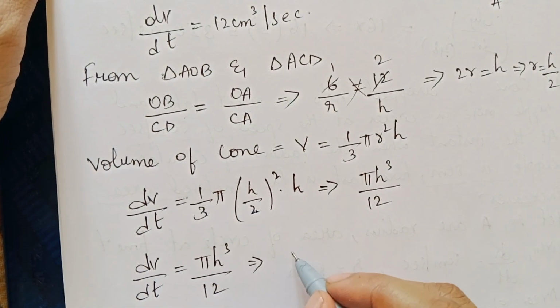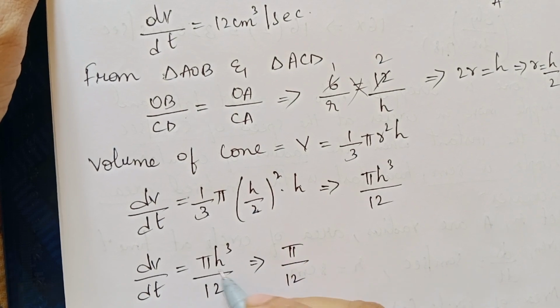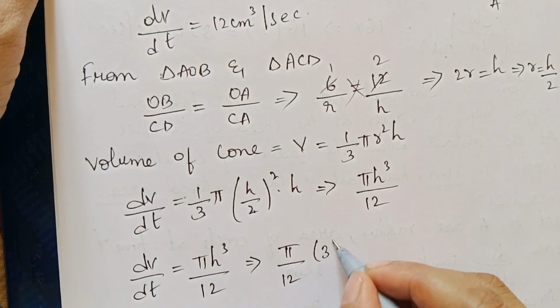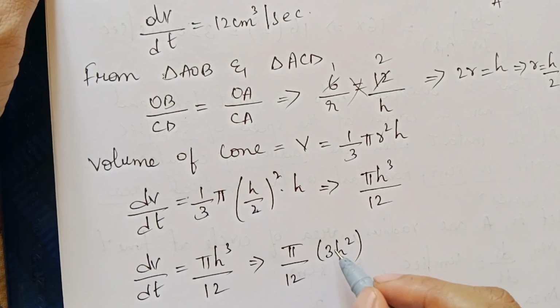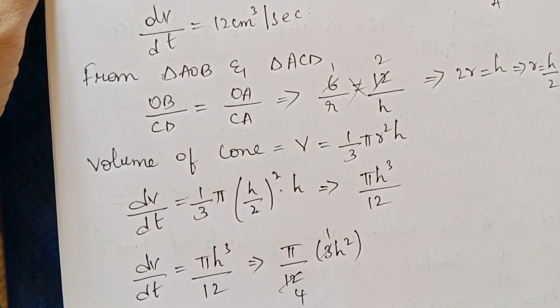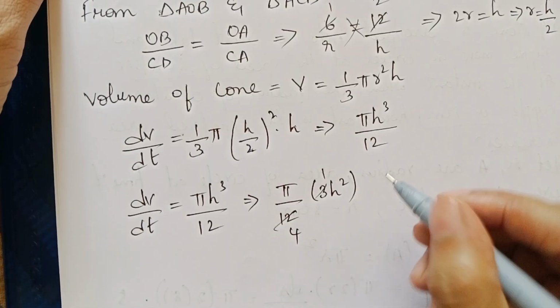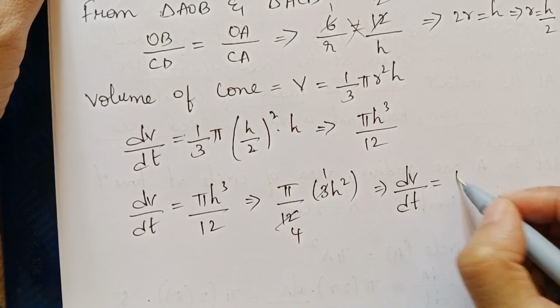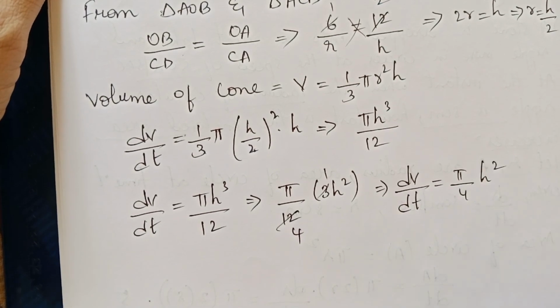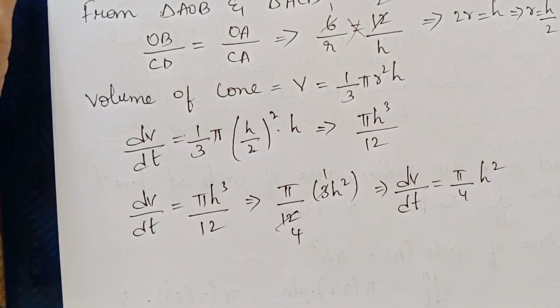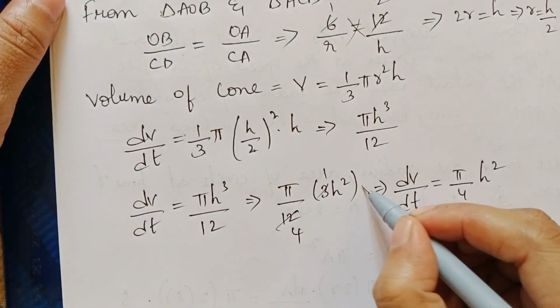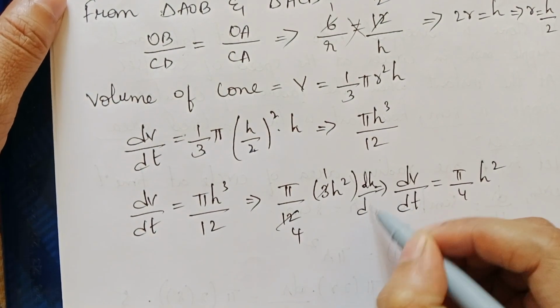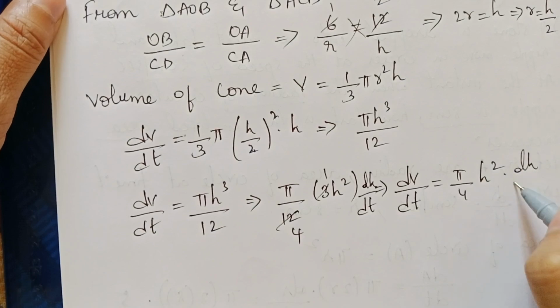Now differentiate, so it will be pi by 12 as constant. H cube derivative can be written as 3h square. So 3 ones are 3, 3 fours are 12. So we get dV by dt equals pi by 4 into h square, into here we have to write dh by dt.